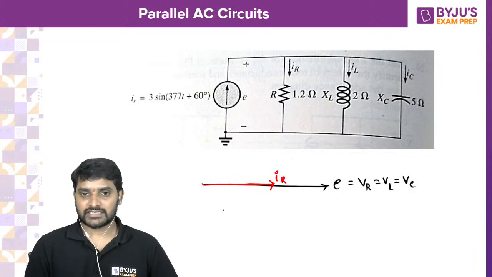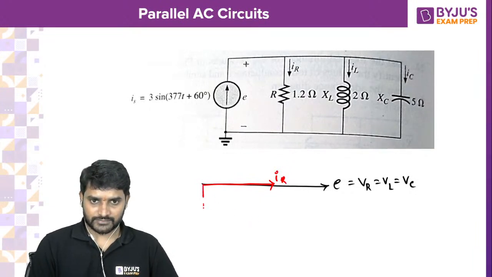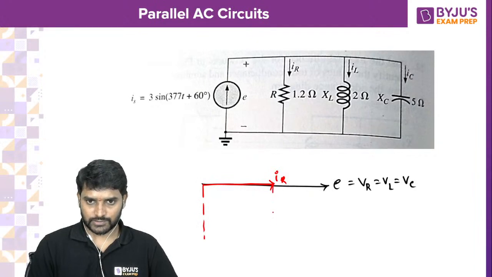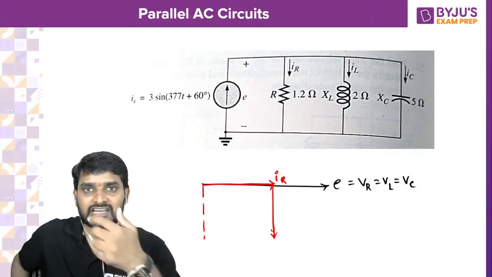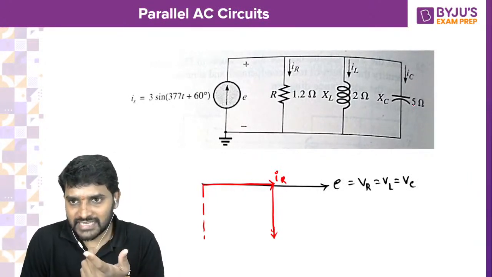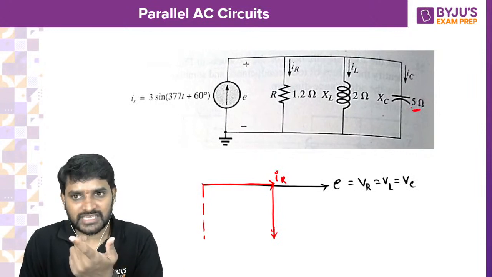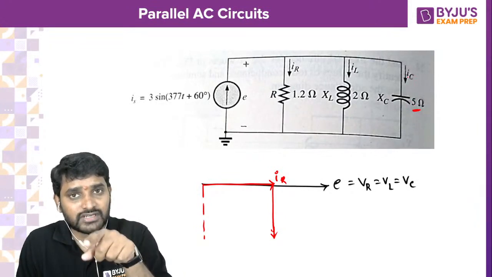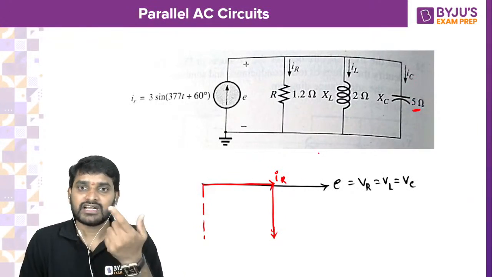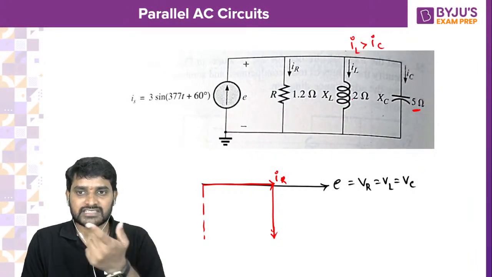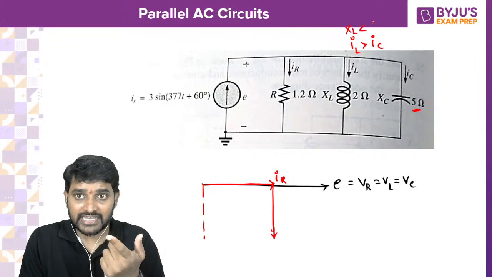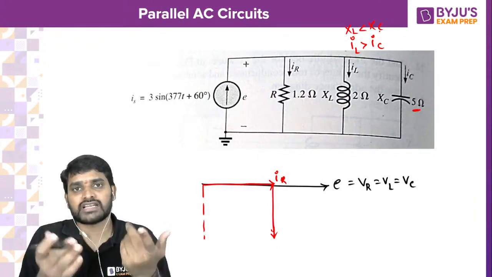How will be the inductor? Inductor current will be like this. Let me draw here also. So you have to see whether the inductor current magnitude is greater or capacitor current magnitude is greater. Obviously, here this magnitude is greater. Capacitive reactance magnitude is greater. IL is going to be greater than IC because XL is less than XC. Lesser the impedance, more the current, right?